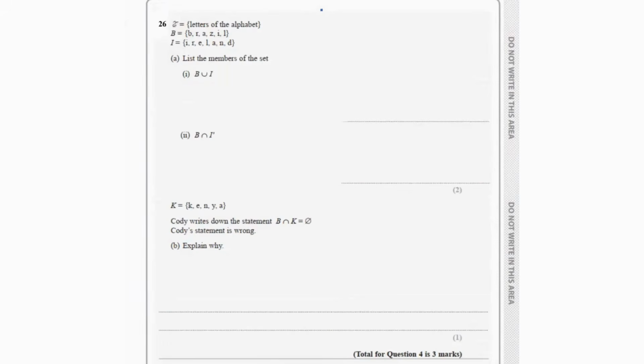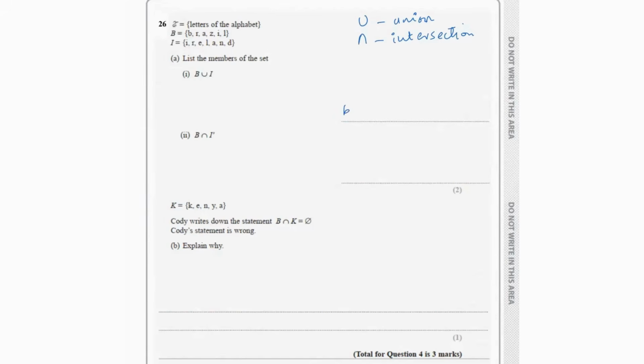Then sets and Venn diagrams. So what they can do is they can give you a universal set, which in this case is letters of the alphabet. B is Brazil, and I is Ireland. We have to list the members of the set B union I. When you see the symbol U, that's union. When it's upside down U, it's intersection. Intersection means common elements, union is all of the elements. So basically, B union I means all of the elements in B and I.